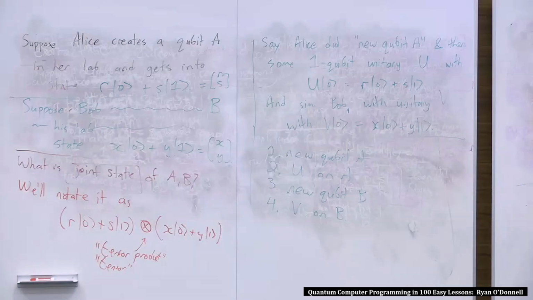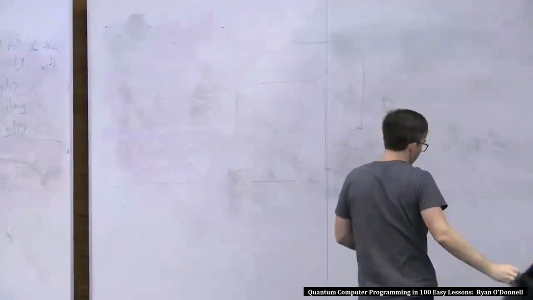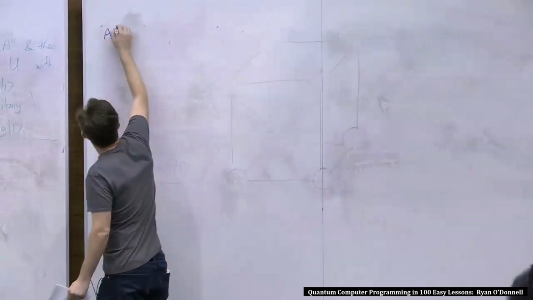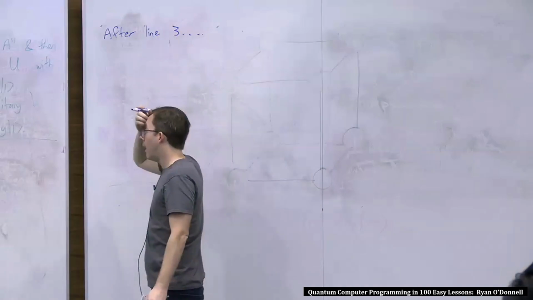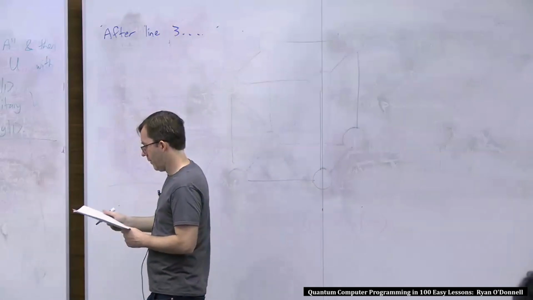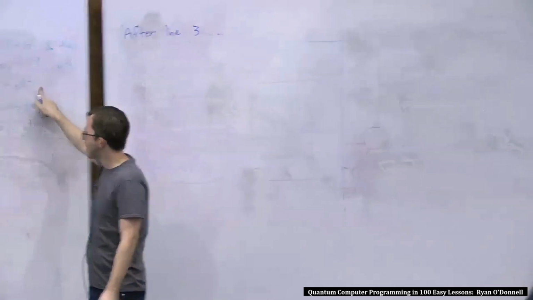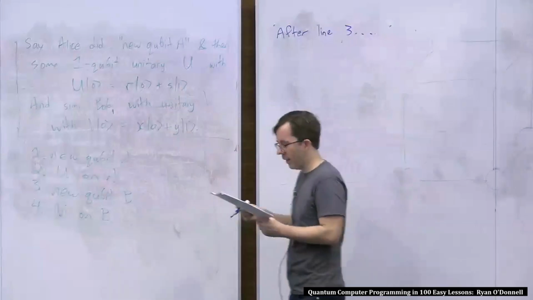So let's figure it out. We've got our amplitude trees, and we'll skip forward a little in the amplitude trees. After line 2, obviously we have 1 qubit and its state is this. And then we do new qubit B, which just sticks a B into the second coordinate.